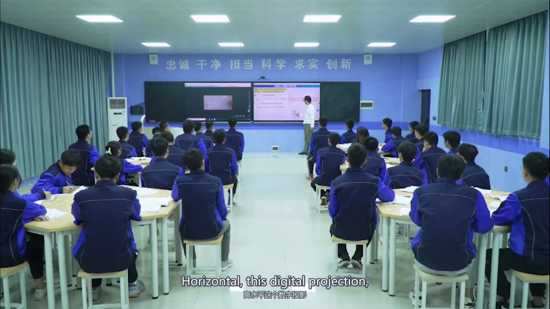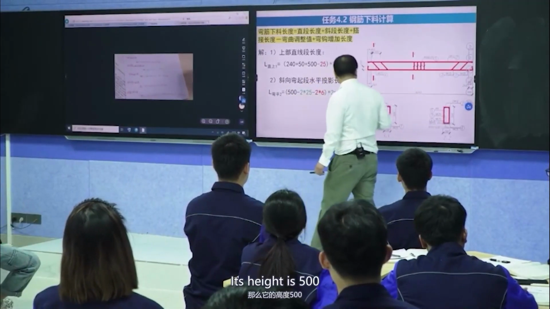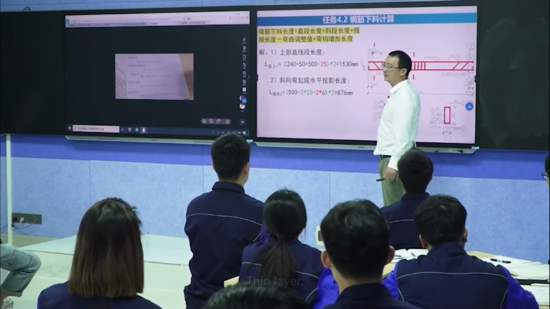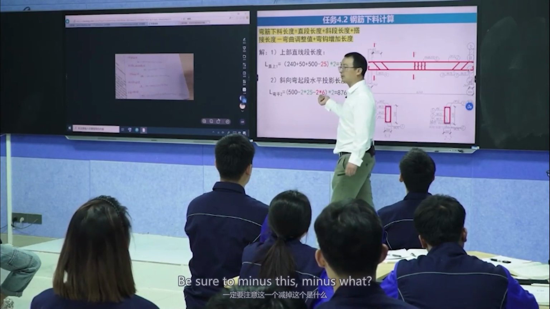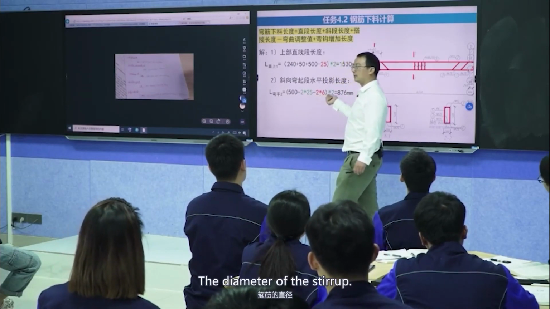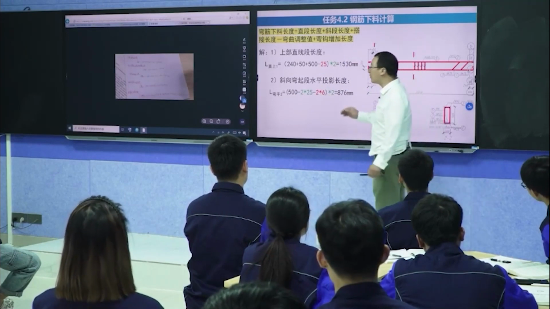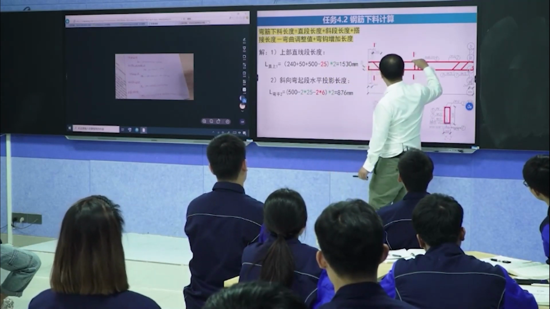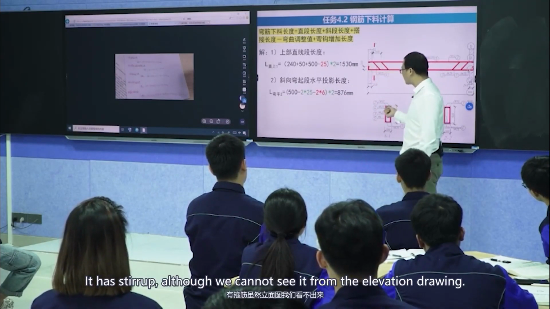Its horizontal projection is equal to its height, which is 500, minus what? Minus 2 protective layers. Be sure to minus this. Minus what else? The diameter of the stirrup. That is, the stressed steel bar on top of the bent-up reinforcement has a stirrup, although we cannot see it from the elevation drawing.